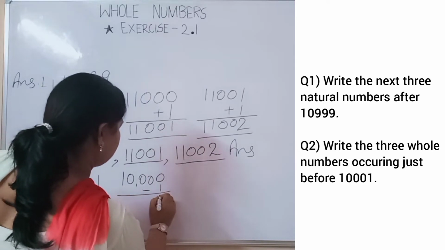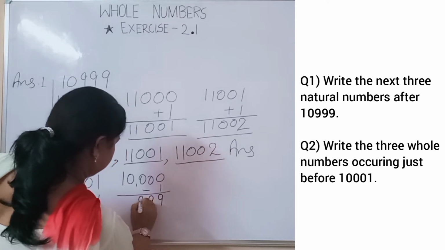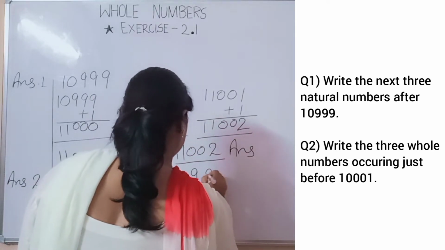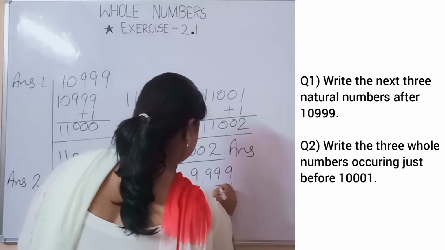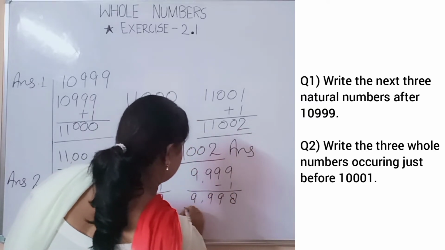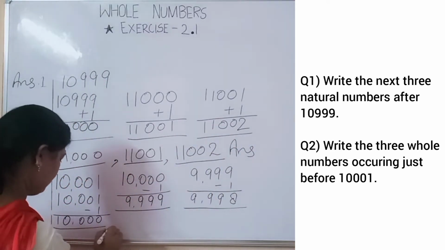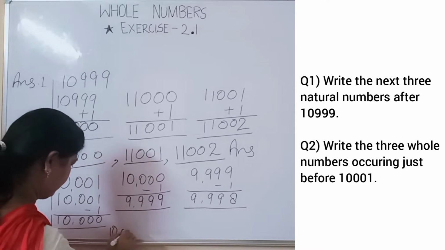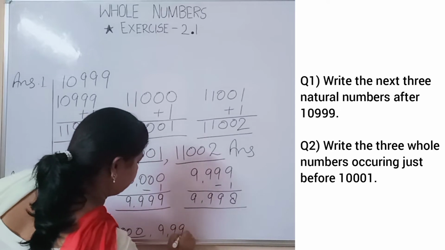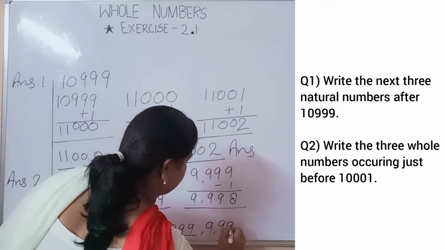And you all know very well how to subtract. Next number. So three predecessors of the whole number are 10,000, 9,999, 9,998.